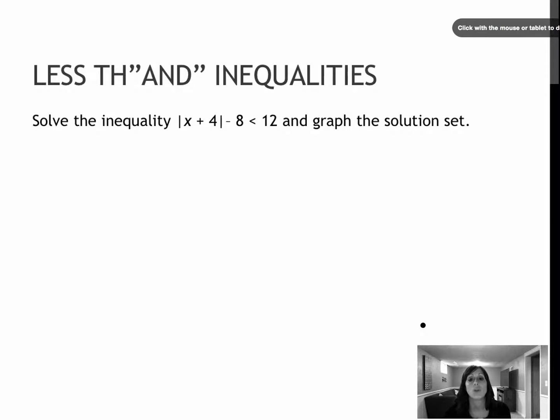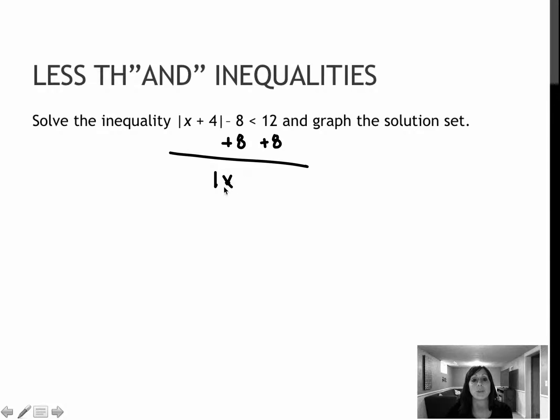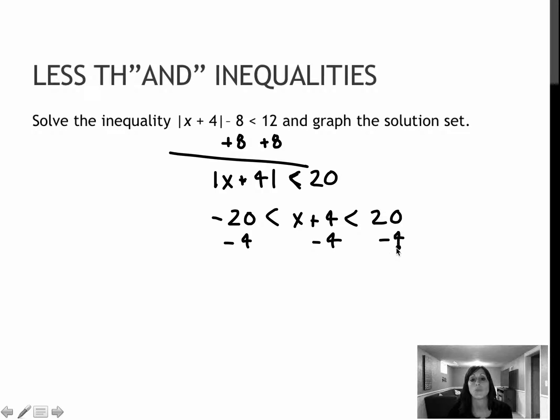This one we're going to solve and graph. So first thing I'm going to do again is add that 8, because I have to get the absolute value alone before I do anything else. 12 plus 8 is 20. That's when I'm going to check my sign. So now I've got a less than question. Again, the easiest way to write that is with the -20 first, is less than x plus 4 is less than +20. I solve by subtracting 4 from all three positions, which gives me -24 is less than x is less than 16.